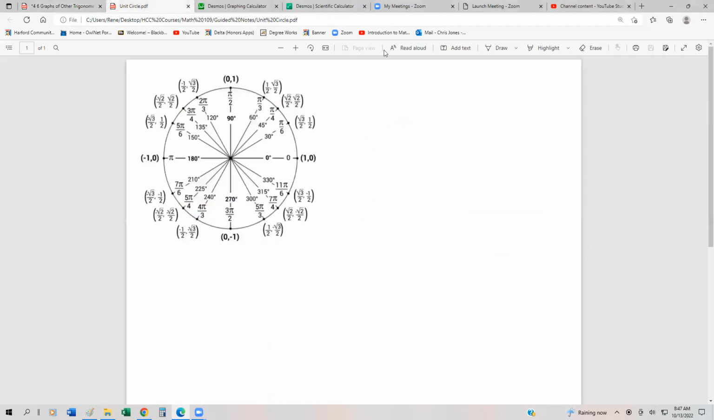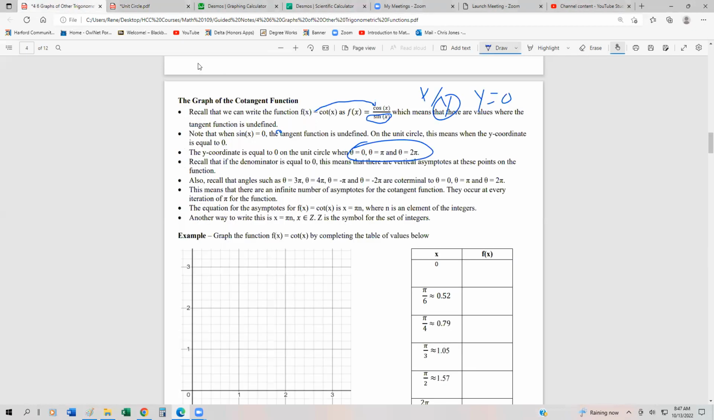And if we go back to our graph, remember, we're looking for where the y coordinate is 0. So that's right here. And then if we went around once, that would be 2 pi. If we went around and then terminated here, that would be 3 pi, etc. So that's how we get the asymptotes to be 0, pi, 2 pi. And of course, there are coterminal angles, like we said.